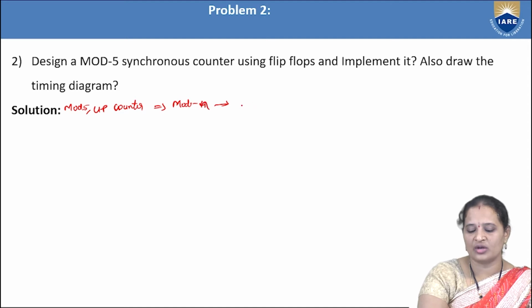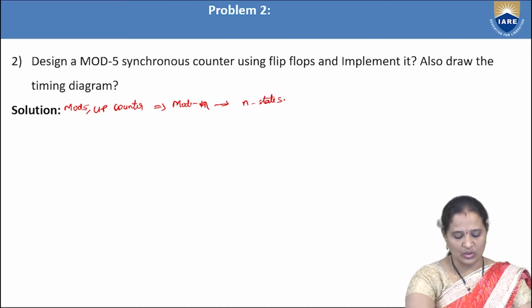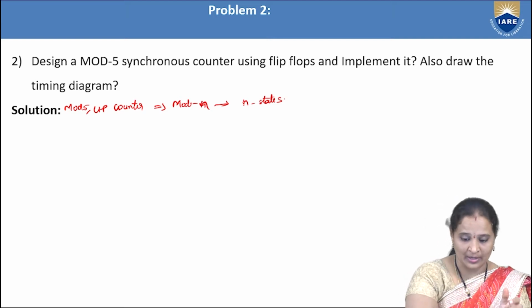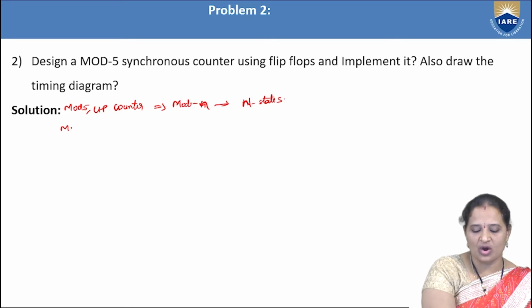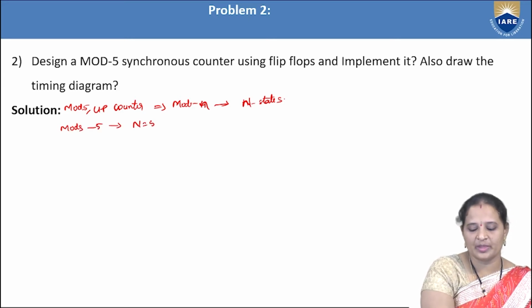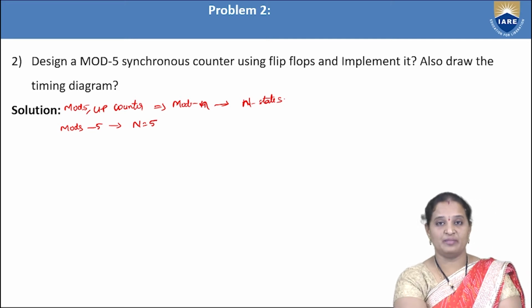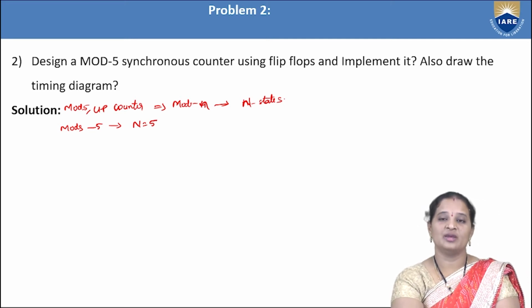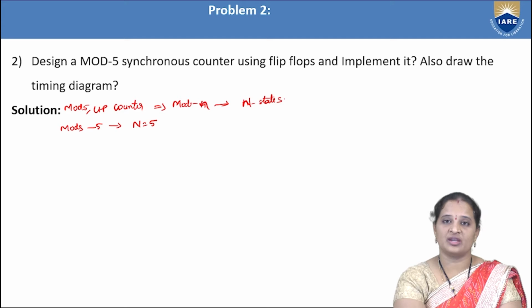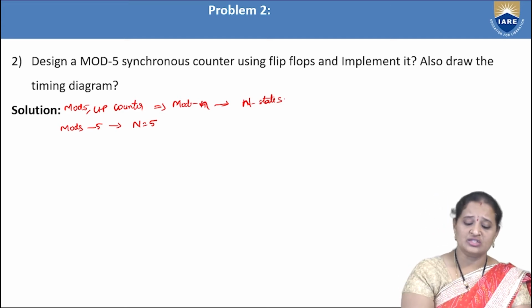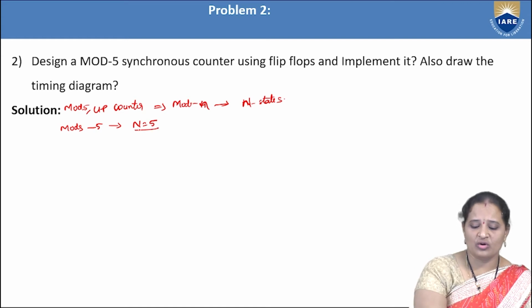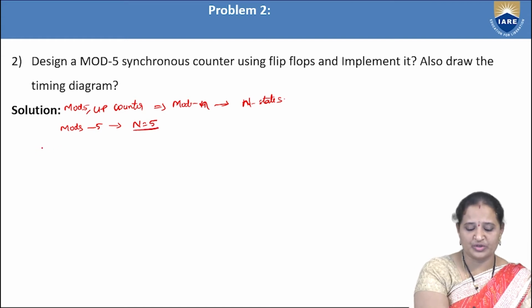counts N states. Mod N counter counts N states, capital N states. So that means mod 5 counter means the number of states that it can count is equal to 5. That means a mod 5 counter is a counter which can count 5 clock pulses. So now, in order to count 5 clock pulses, what do we need to do?